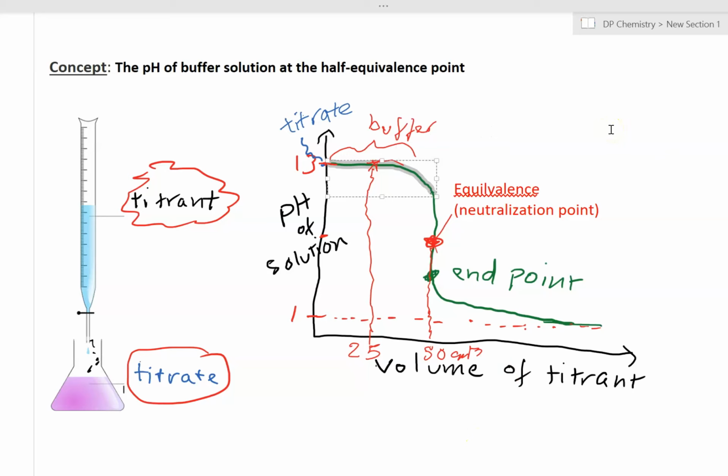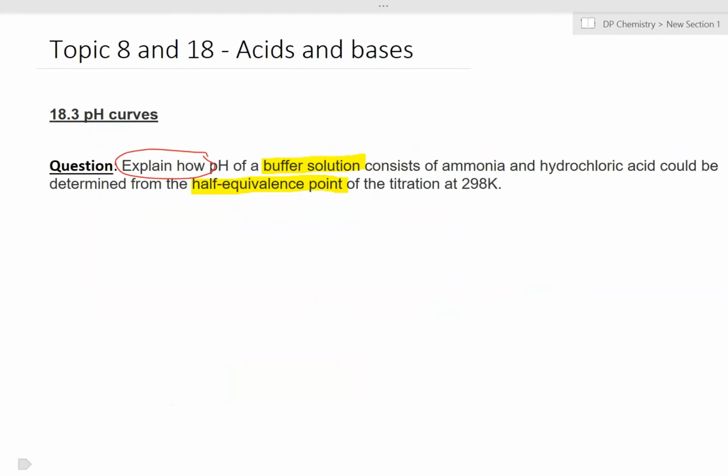Another key thing is that the pH at this half-equivalence point is equal to the pKa of the starting acid titrate. The pOH is equal to the pKb of the starting base titrate. Back to our question, it really doesn't matter what the titrant is. The pH at half-equivalence point only depends on the starting titrate.